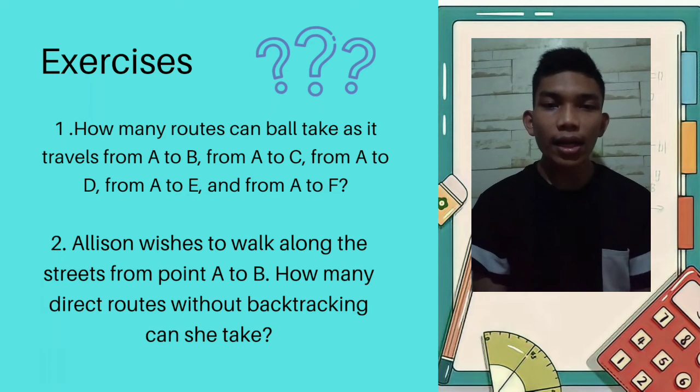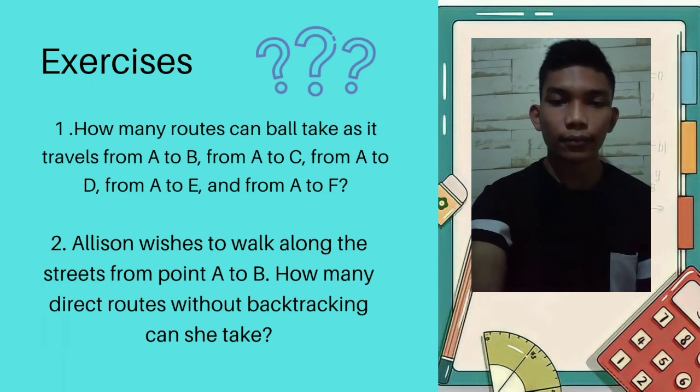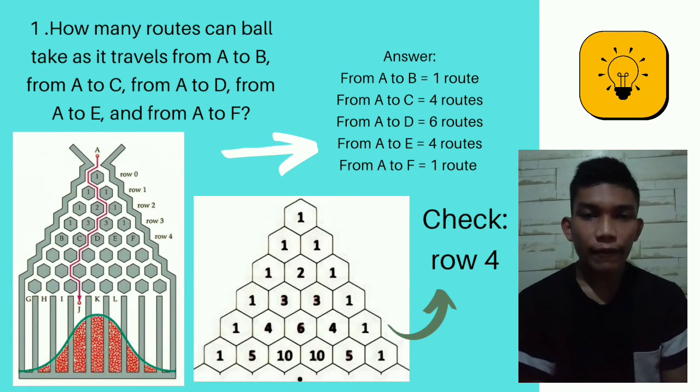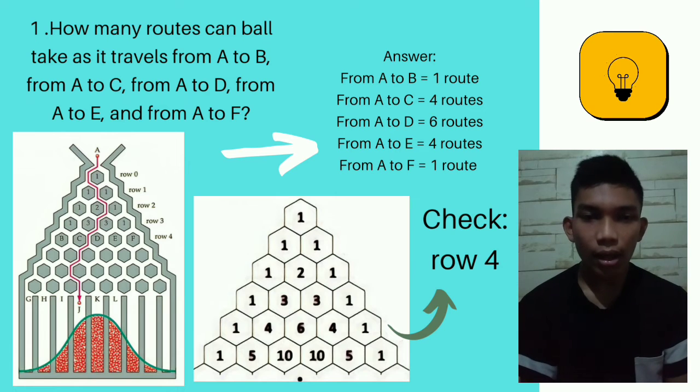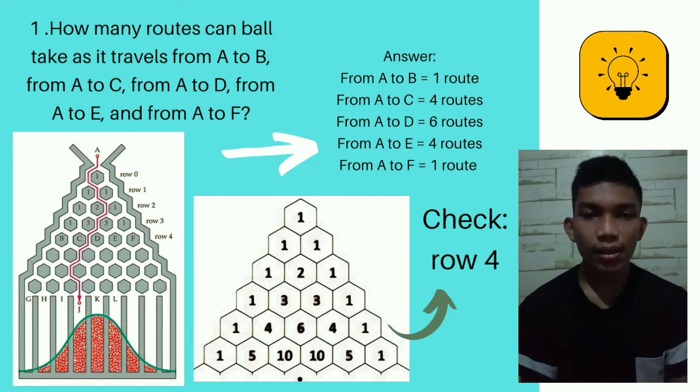Number 1, how many roots can a ball take as it travels from A to B, from A to C, from A to D, from A to E, and from A to F? So the answer is, from A to B, there is 1 root. From A to C, there are 4 roots. From A to D, there are 6 roots. From A to E, there are 4 roots. And from A to F, there is 1 root.